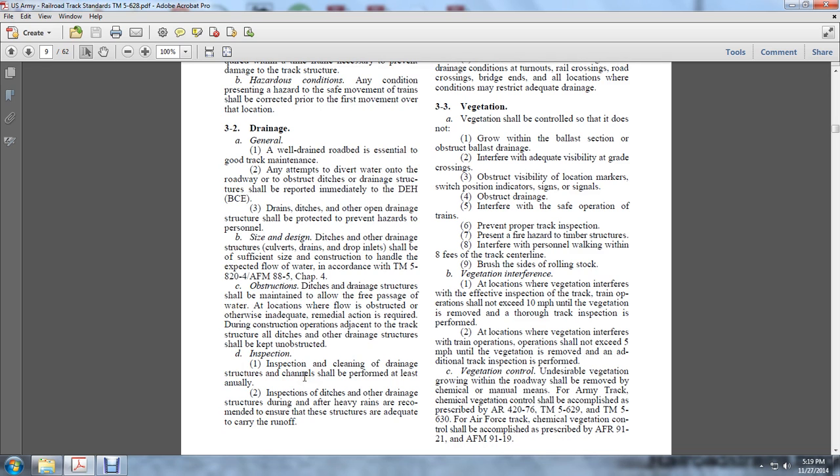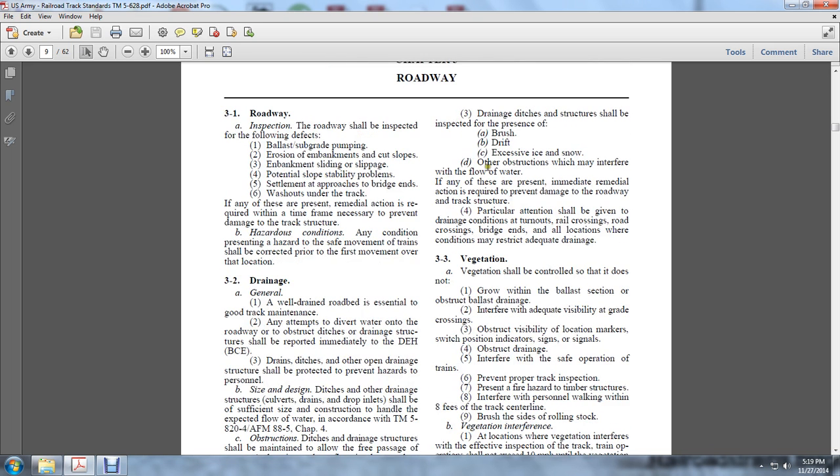D. The inspection and cleaning of the drainage structures shall be performed at least annually. Inspection of ditches and other drainage during any heavy rains is recommended to ensure that these structures are adequate to carry off the runoff. The drainage ditches and structures shall be inspected for the presence of brush, drift, excessive ice and snow, or other obstructions that would interfere with the flow of water, and if any are present, immediate remedial action is required to prevent damage to the roadway track structure.